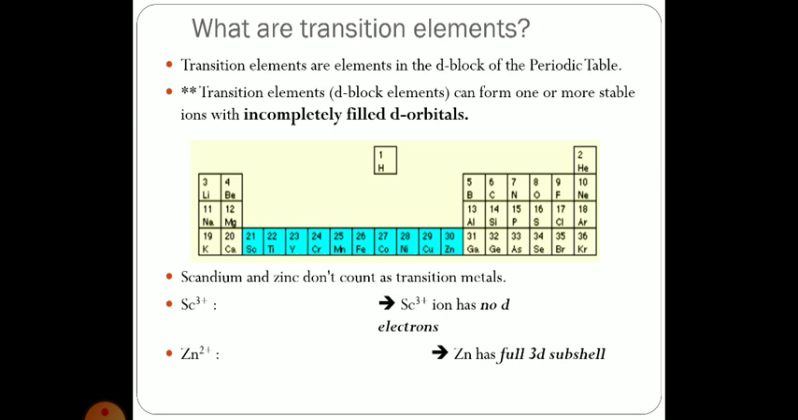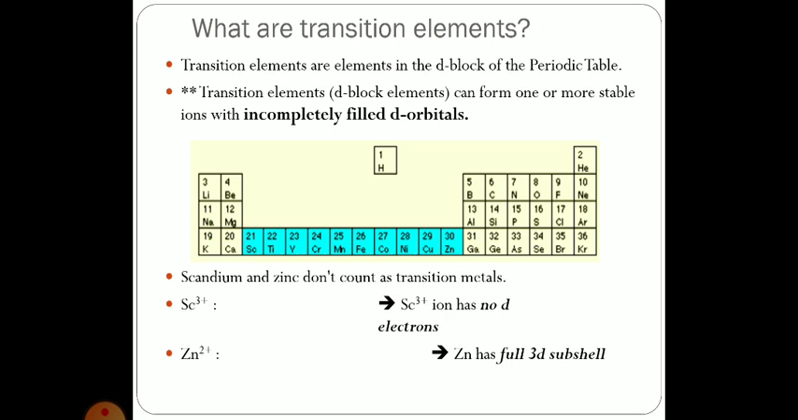If you look at the colored elements which I have shown in the middle portion of the periodic table, they are nothing but the D block elements, and along with that they have incompletely filled d orbitals. This is a very important thing, that's why we call them D block elements, as their last electronic shell is incompletely filled with d orbitals.